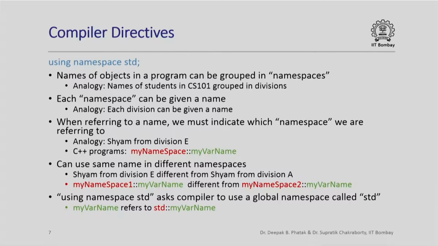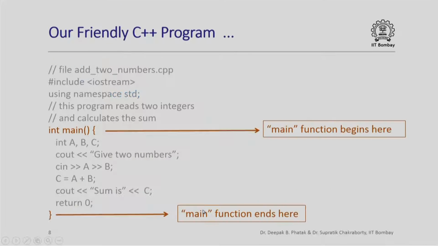Now by issuing the directive using namespace std to the compiler, we are basically asking the compiler to use a global namespace called std, which means for every variable name that we are going to use, we are asking the compiler to prefix the name with std as the name of the namespace. So when we say my_var_name, we are really referring to the my_var_name variable in the std namespace.